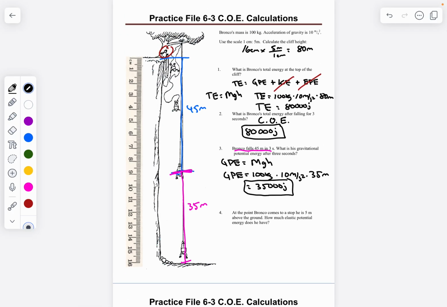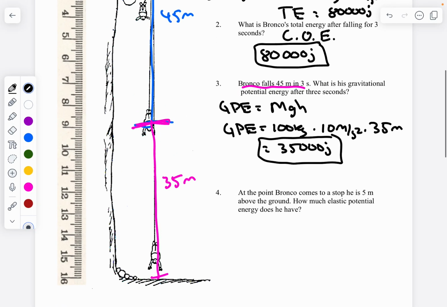Okay, now, at the point he comes to a stop, they want us to find out when he comes to a stop, how much elastic potential energy does he have at this position? So how much energy is built up in the stretch of the bungee when he reaches here where he is 5 meters above the ground.